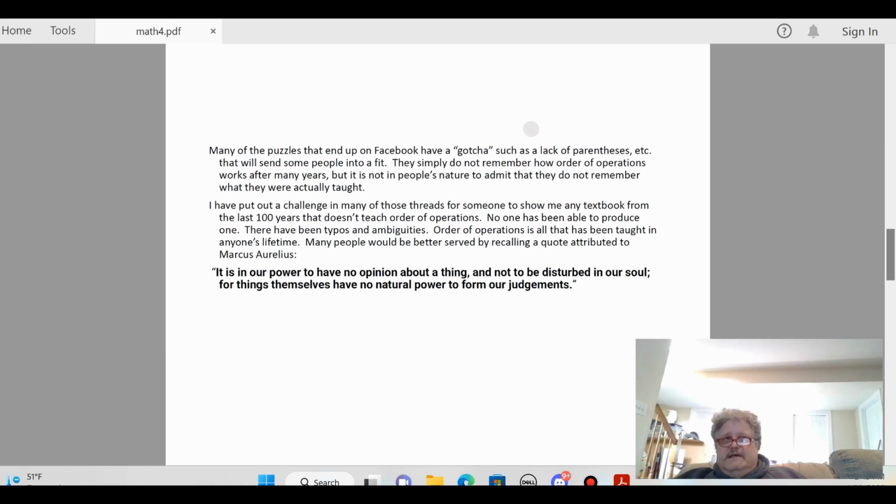Many of these puzzles that end up on Facebook have a gotcha to them, such as a lack of parentheses, that will send some people into a fit. They simply don't remember how order of operations works after many years. It might have been decades since they went to school, but yet they will say, "In my day, you had to have parentheses, or you just solved left to right." They simply don't remember after many years. That's really what it is. But it's not in people's nature to admit that they don't remember what they were actually taught.